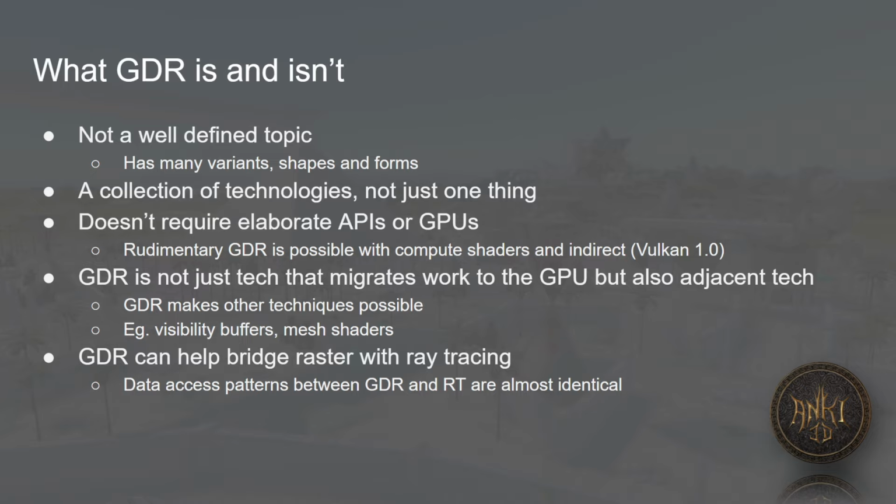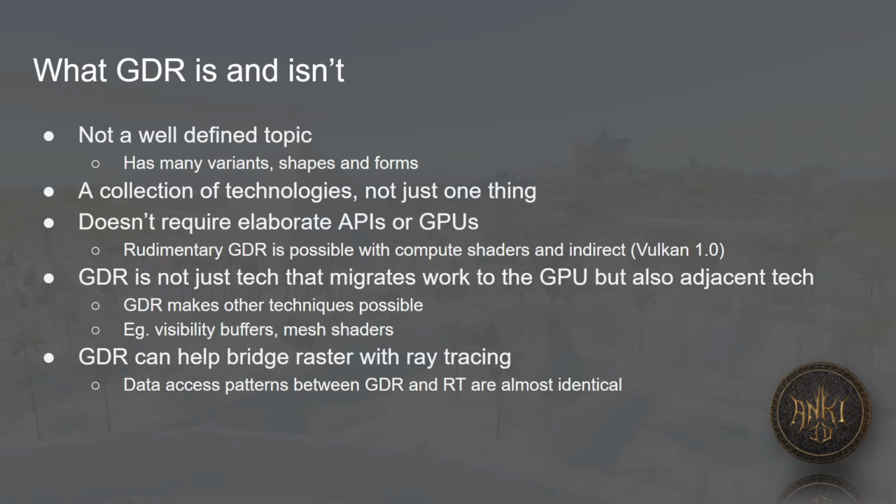Right, what GDR is and isn't. First, we need to establish that GDR is a chaotic topic. It has many variants and comes in many shapes and forms. It is a collection of technologies pieced together. This can be API features and rendering techniques used together in unique ways. GDR doesn't require special API functionality or very recent GPUs, because rudimentary GDR variants are possible if the API and hardware support something like compute shaders and indirect commands.